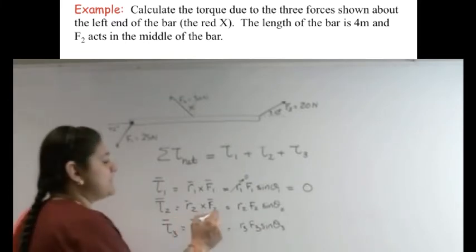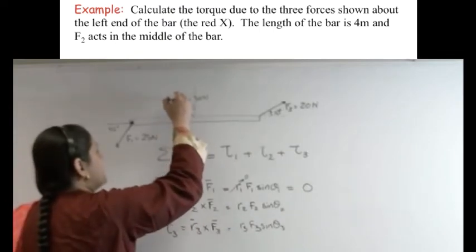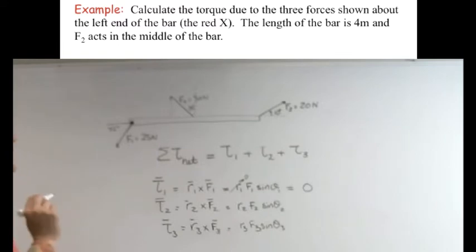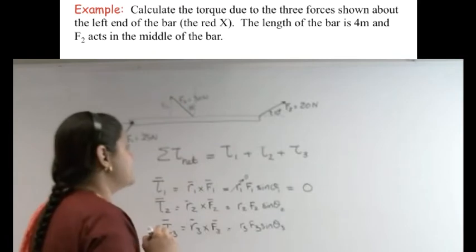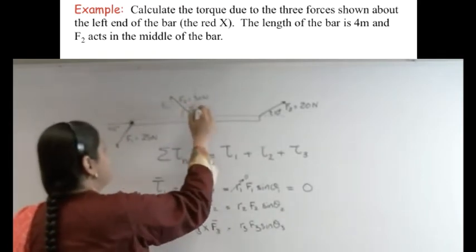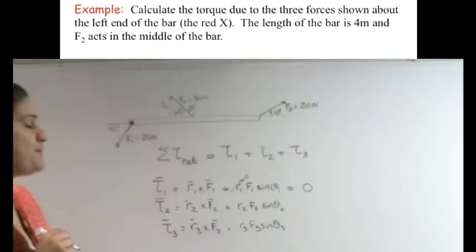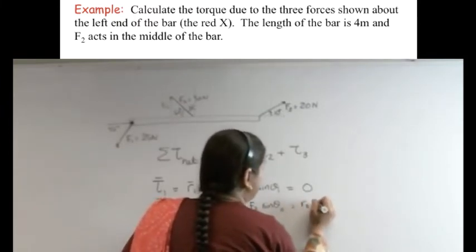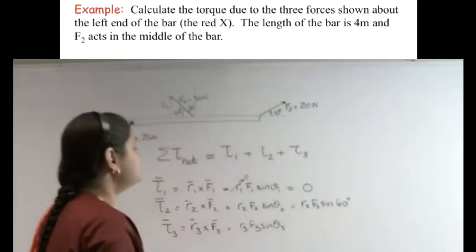Wonderful. Now what about torque 2? For torque 2, we have to find the perpendicular component. The perpendicular is going to be this one, and this is going to be my F perpendicular in this case. So if this is 30 degrees, this angle should be 90 minus 30, 60 degrees, right? So that means I now have R2 F2 sine of 60 degrees.